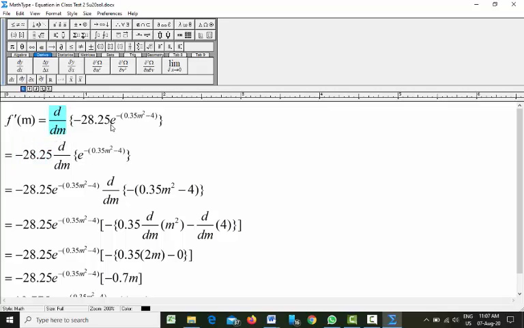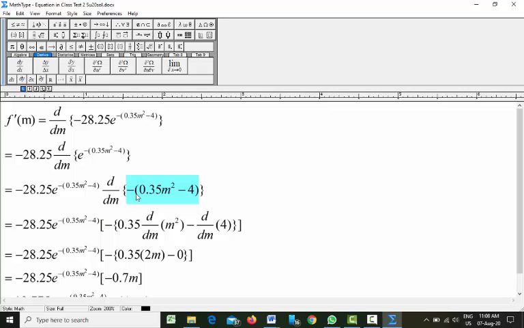Right. So we will do differentiation of this one. As I said before, if you do differentiation of this one with respect to m, you will get exactly that one back. Now we will do differentiation of the power part.